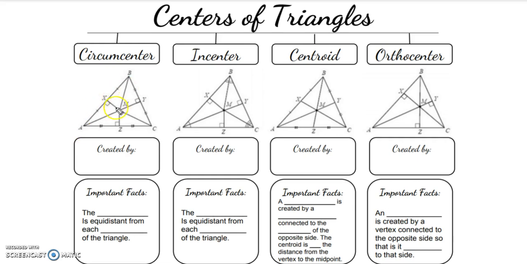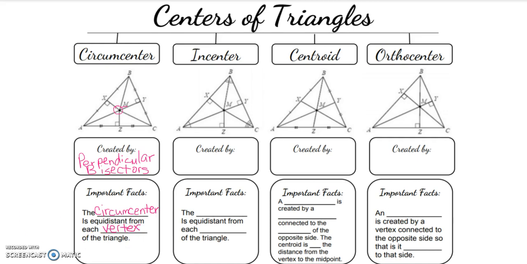So the circumcenter, that would be point M here. Here's our circumcenter. That is created by perpendicular bisectors. So we're going to fill that in. Perpendicular bisectors. And some things we need to know about the perpendicular bisectors and the circumcenter is the circumcenter is equidistant from each vertex of the triangle.